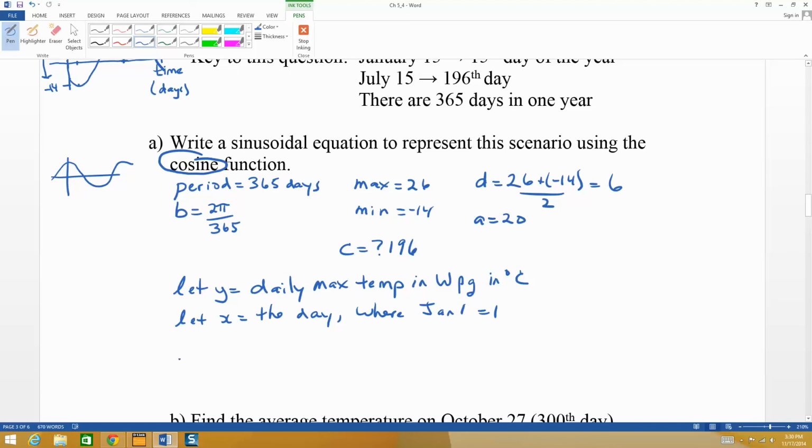So now we can say this: y is equal to my A value, 20, multiplied by the cos of my B value, 2 pi over 365, multiplied by x minus the C, which is 196. I've got to get the right number of brackets, 1, 2, 3, and then plus 6. So there we get our nice answer.